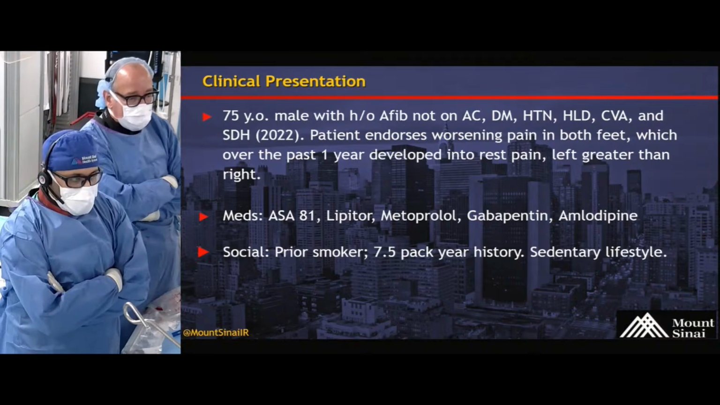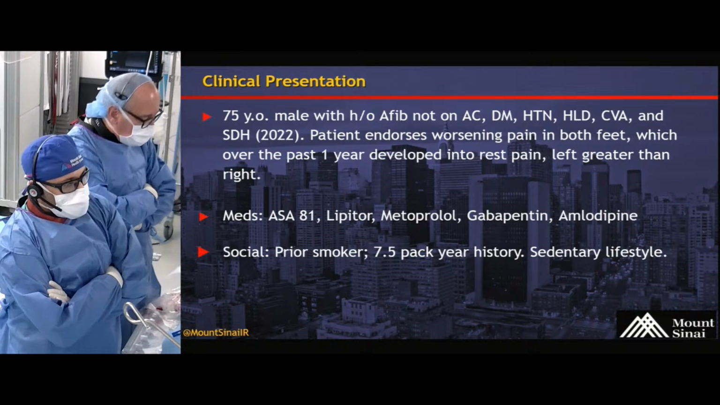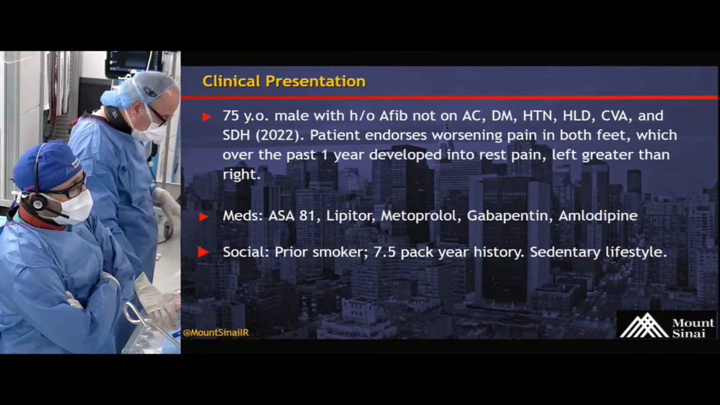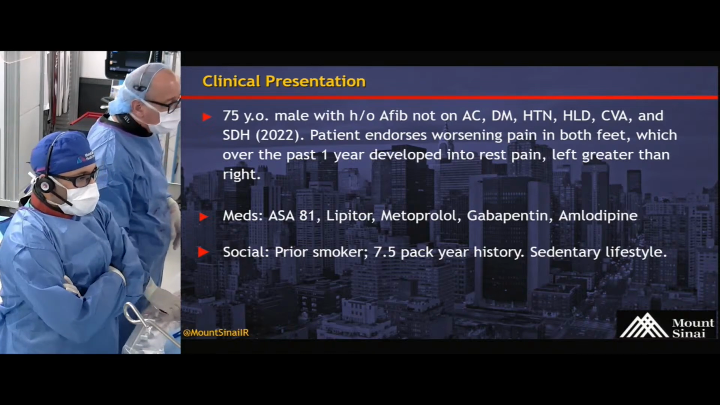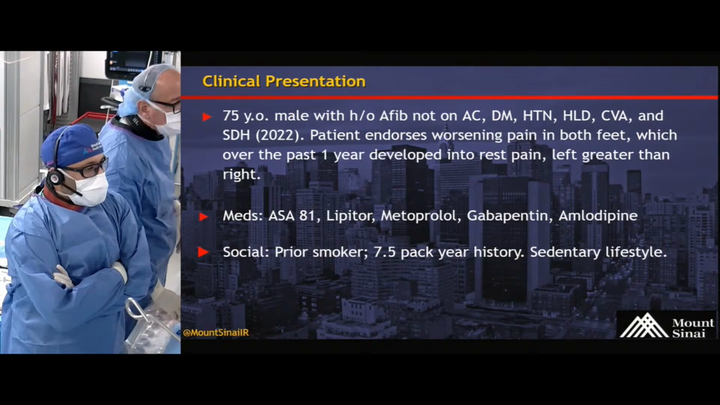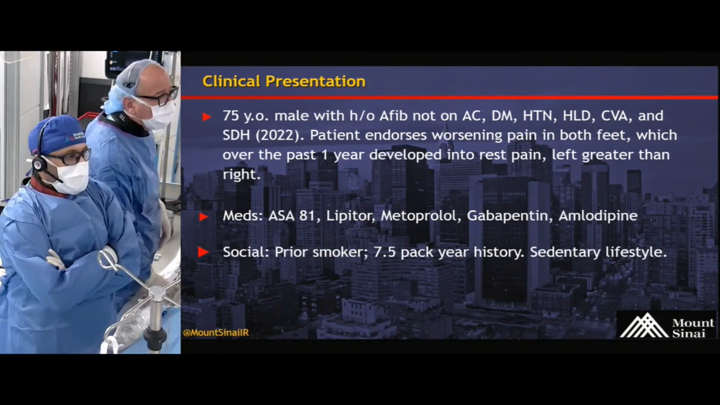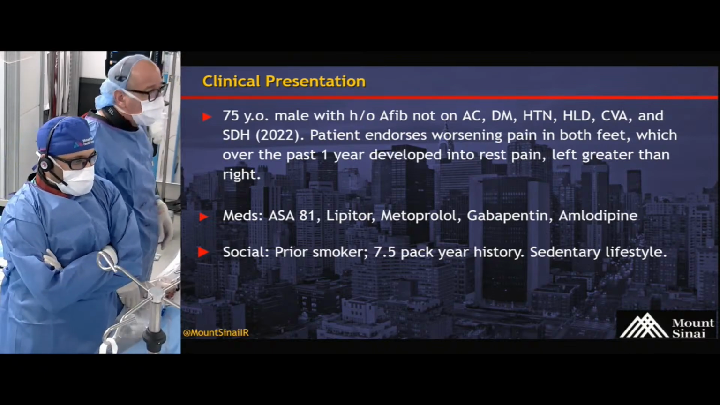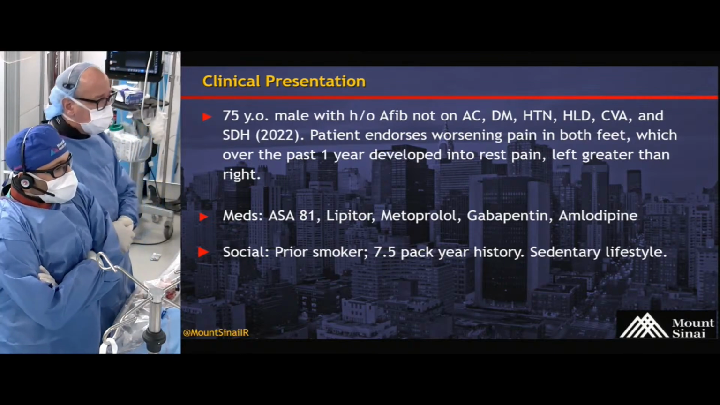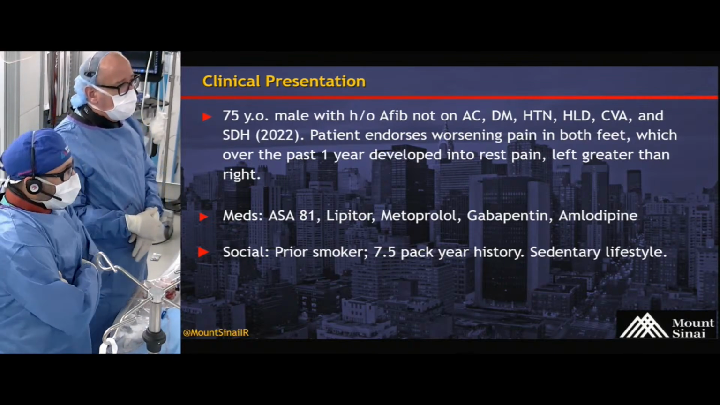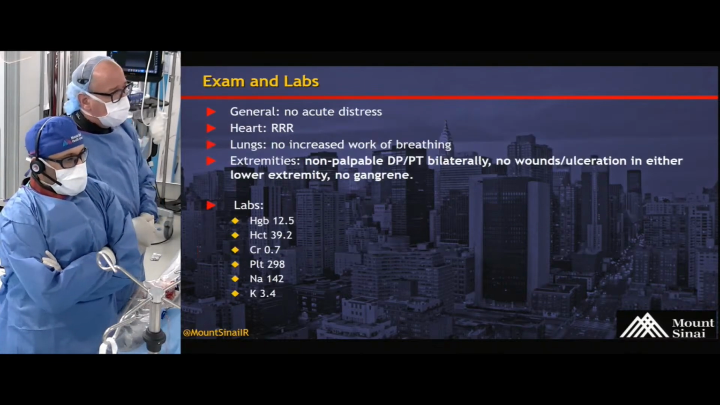Sure. Next slide. So this is a 75-year-old male with a history of AFib, not on anticoagulation, diabetes, hypertension, hyperlipidemia, CVA, and subdural hemorrhage from 2022. The patient has endorsed worsening pain in both of his feet, which over the past 1 year has developed into rest pain, more predominant on his left lower extremity than his right. Medication-wise, he's on aspirin, statin, metoprolol, gabapentin, and amlodipine. He is a prior smoker with a 7.5 pack year history, and he lives a sedentary lifestyle, partially due to the lower extremity rest pain.